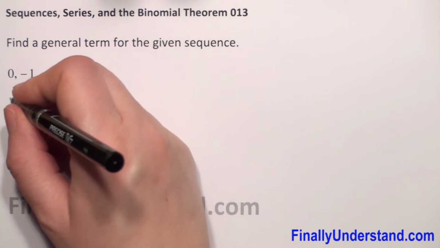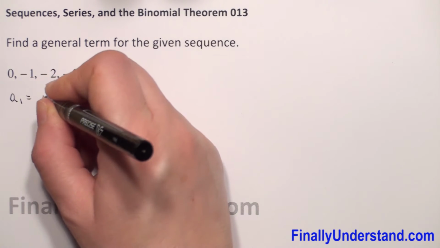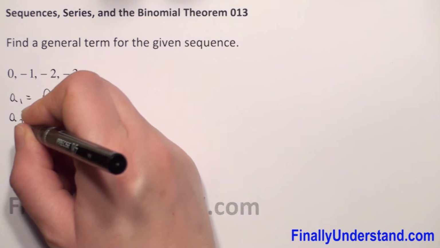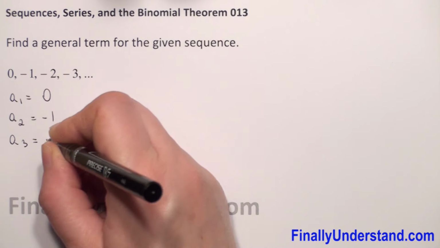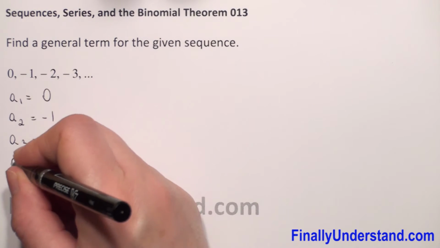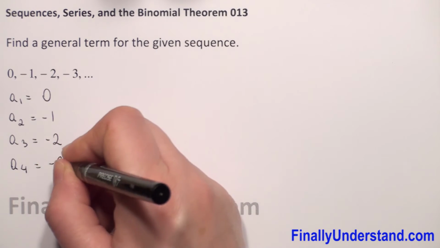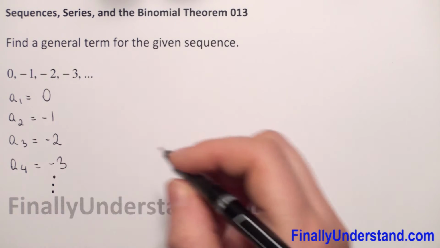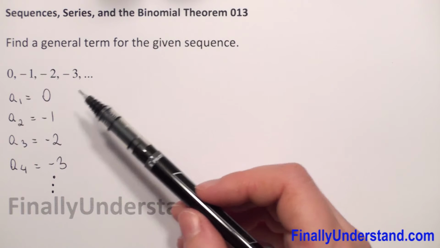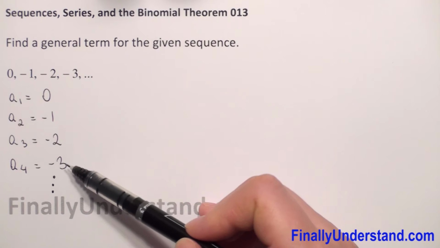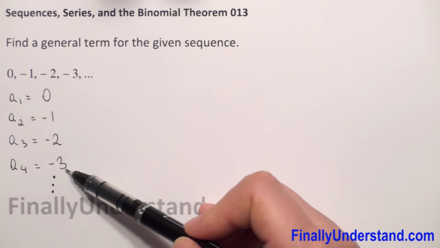So let me write that a1 is equal to 0, the first term. The second term is negative 1. The third term is negative 2. The fourth term is negative 3, and so on. So we need to find the pattern.